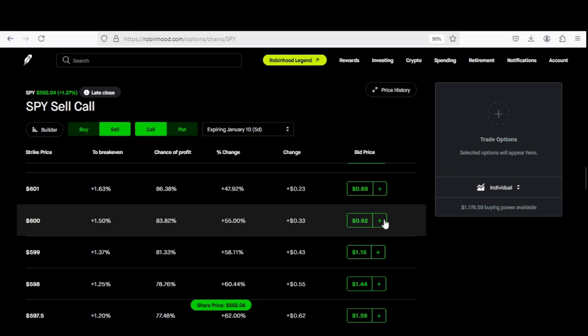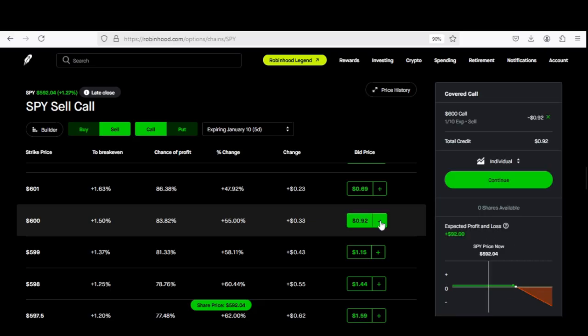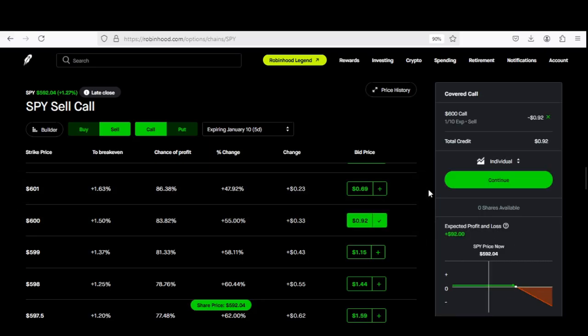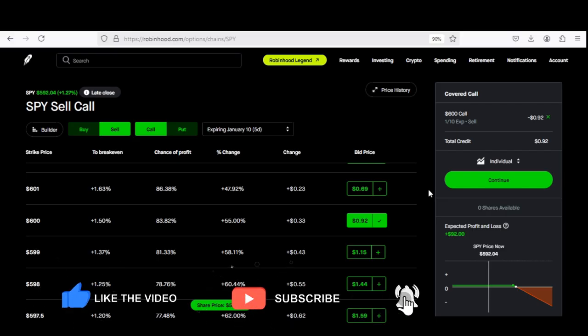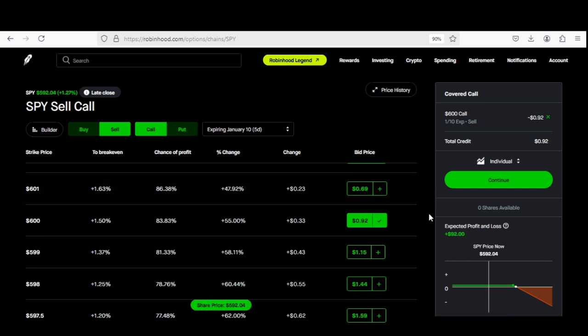So we're going to go ahead now and click into this. As you can see, this is the first leg of the option strategy. This first leg is known as a covered call option strategy. So if you were to do the covered call option strategy, you will first need to own or control 100 shares of the SPY.